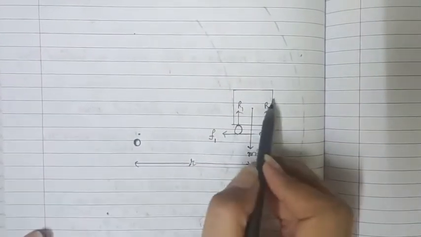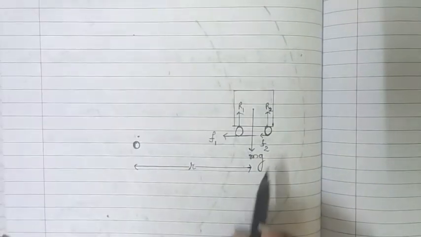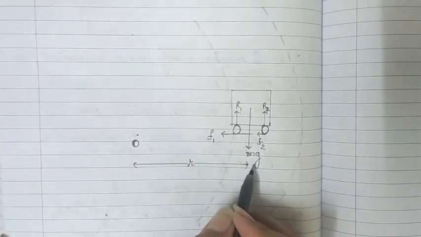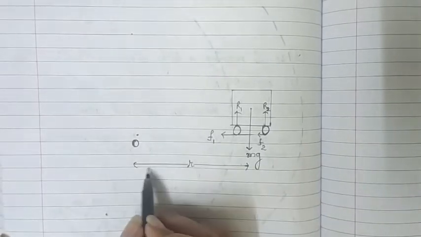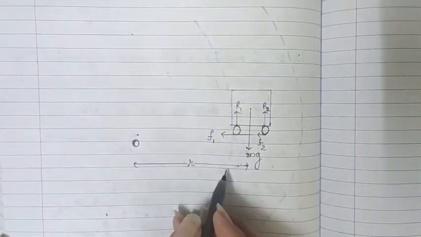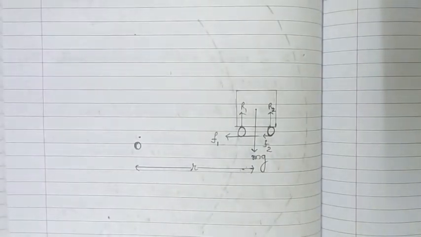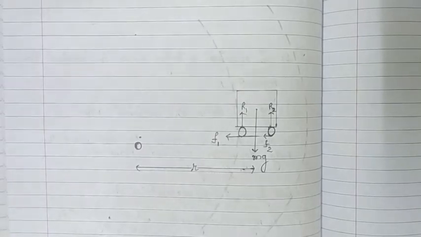We are assuming this block as a car. The weight of this car we have considered as mg, and this car is going around a circular level road of radius r. So this is a curved road whose radius is r, and during this motion the speed of this car is taken as constant, let it be v.